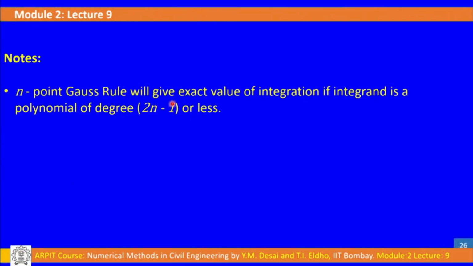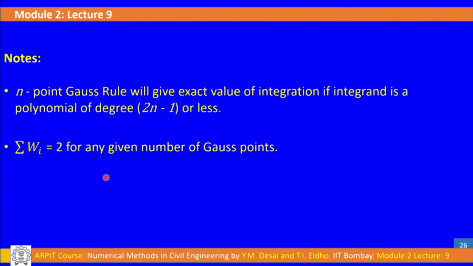Please note, if we employ n point Gauss rule, it will give exact value of integration if integrand is a polynomial of degree 2n minus 1 or less. Now, this is a very important thing. If I know the degree of polynomial that is there in the integrand, looking at that we can work out how many Gauss points n we need, so that we get exact value of integration. Other thing that you would like to note is summation w I has to be equal to 2.